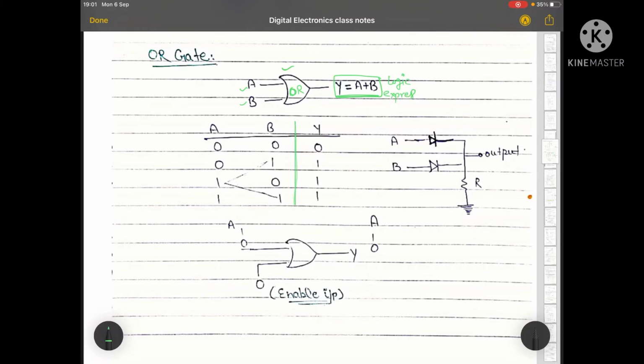This is our truth table. Our output is 0 only when both our inputs are equal to 0. In A plus B, only if both our inputs are 0 is the output 0. Otherwise the output will be 1.